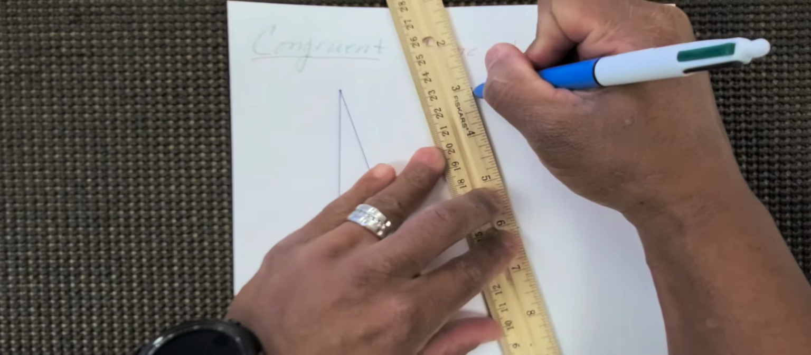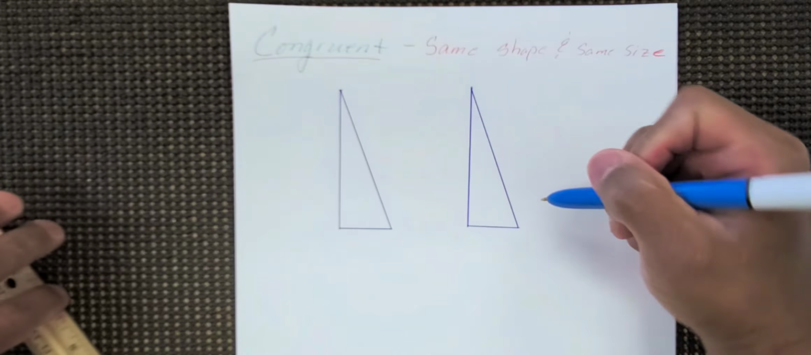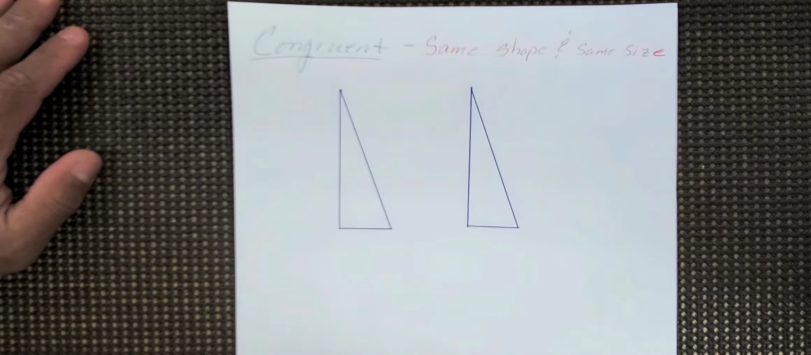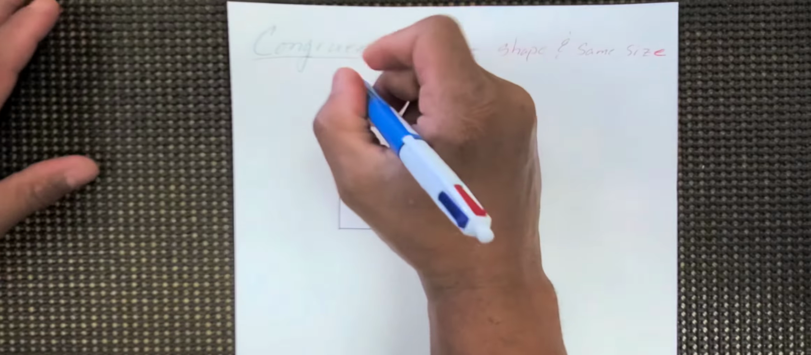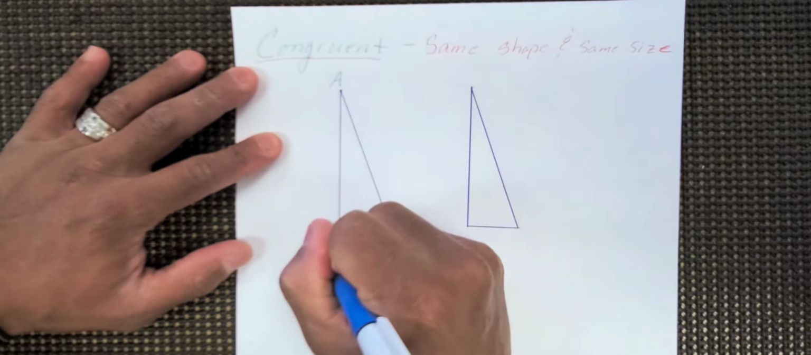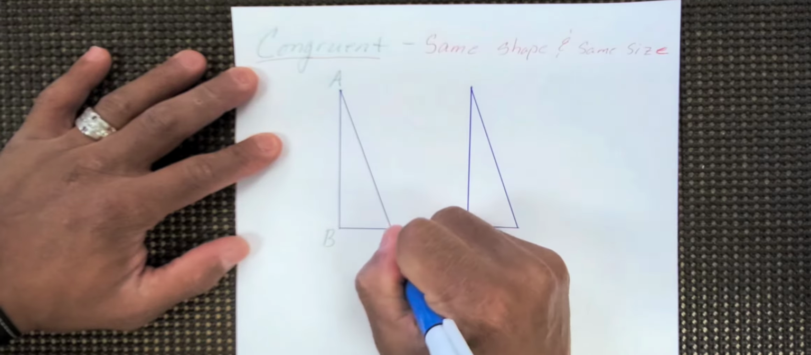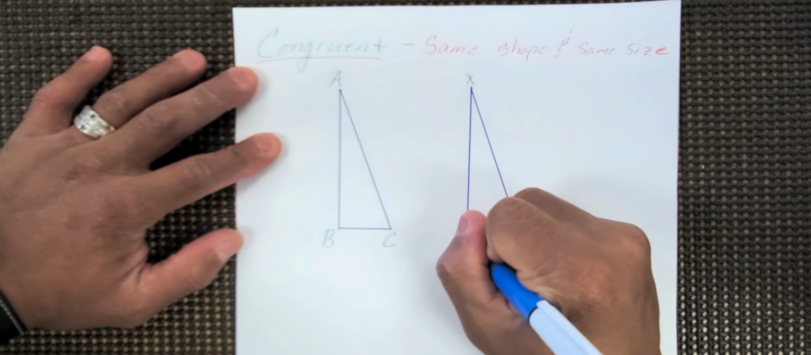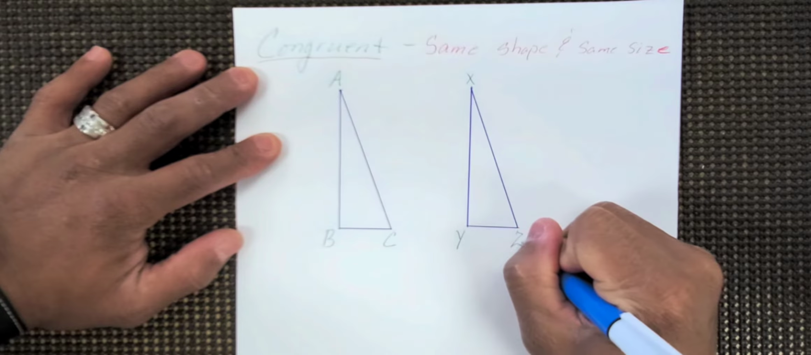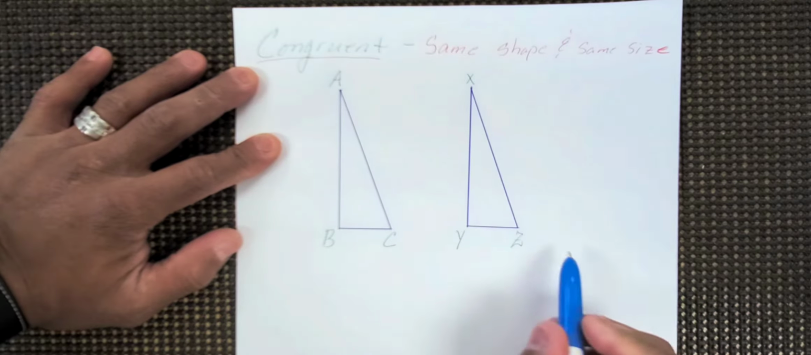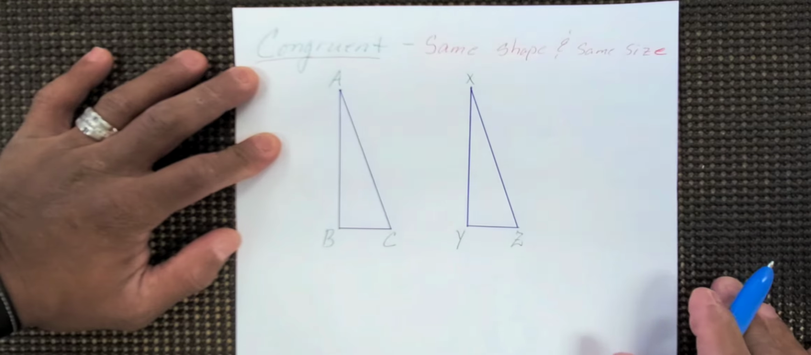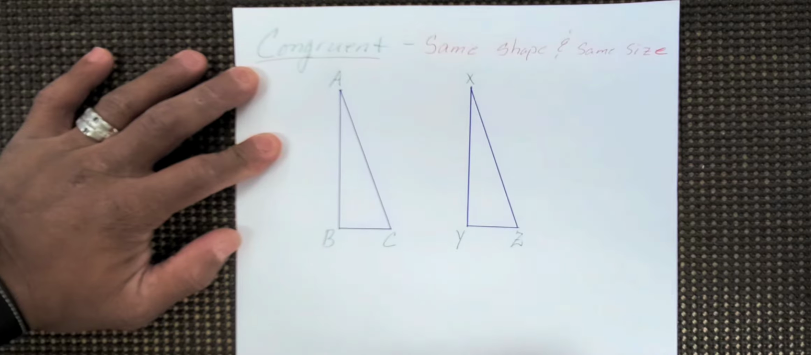I want it to be very obvious what I'm doing here. I'm going to name one of my triangles triangle ABC. I'm going to name the other triangle triangle XYZ. I put a little dash mark here in my Z's, but it'll be okay. I'm going to prove that these two triangles are congruent.